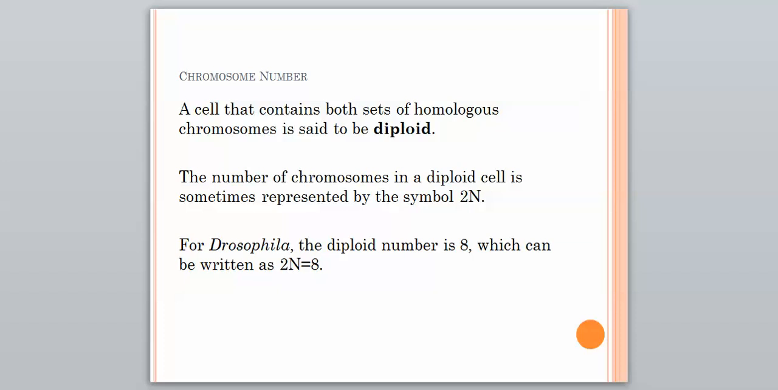And for Drosophila, that's again the scientific name for the fruit fly. We haven't gotten into classification of organisms, but you know that there's a scientific name, and that's what it is for the fruit fly. This number can be written as 2N equals 8, just meaning that the diploid cells, the normal cells, have 8 chromosomes.